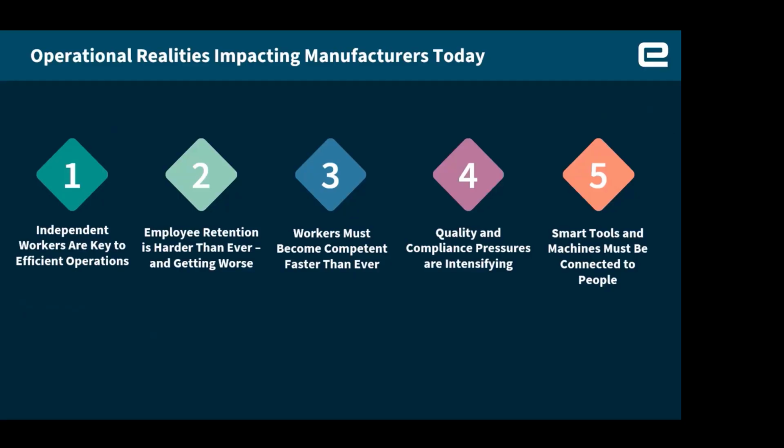So, realities that are really impacting all of manufacturing today: independent workers, retention is really harder than ever. We hear a lot of this. Workers must become competent and get up to speed quicker now because of the need and because of the complexity of the products, right? We're not just building the same model over and over and over again. You want to offer your end clients more proliferation of product or more options. That's where we've gone as a society.